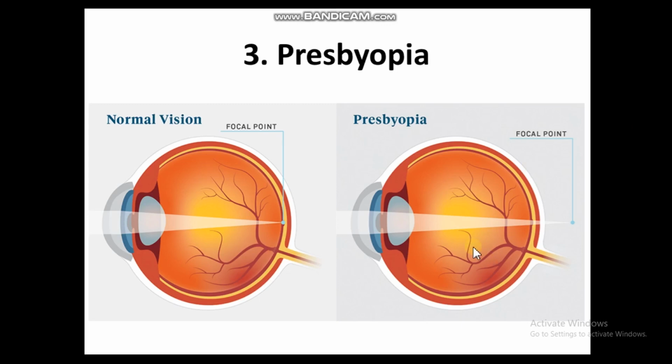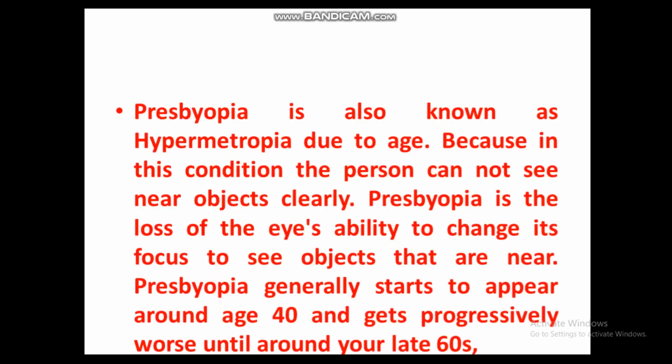Here, because of defects in the lens or in the converging power of the lens, the image which should be formed on the retina forms behind the retina. Because of that, objects appear blurred to the person. Presbyopia is also known as hypermetropia due to age, because the symptoms are like hypermetropia. In this condition, the person cannot see nearby objects clearly.